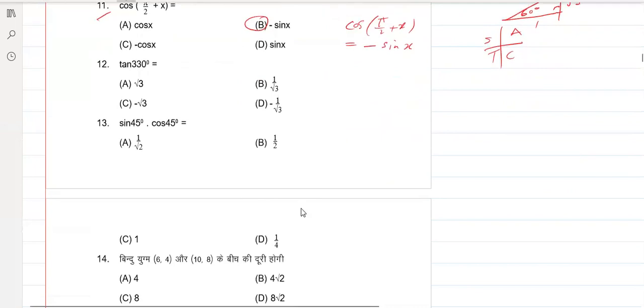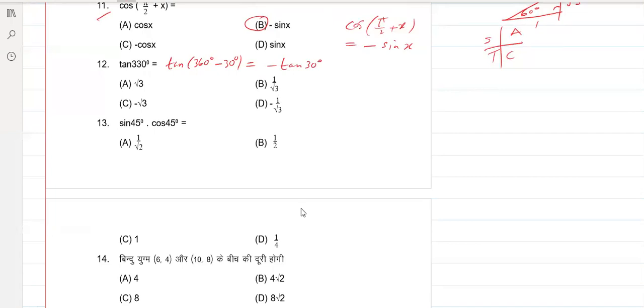Looking at number 12, what we have here is tan of 330 degrees, which is equal to negative tan 30 degrees. In other words, what we have here is tan of 360 degrees minus 30 degrees. So now we are in the fourth quadrant. Tan is negative, negative tan 30.